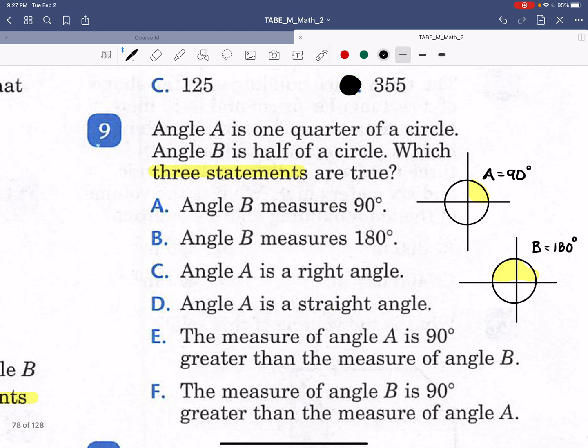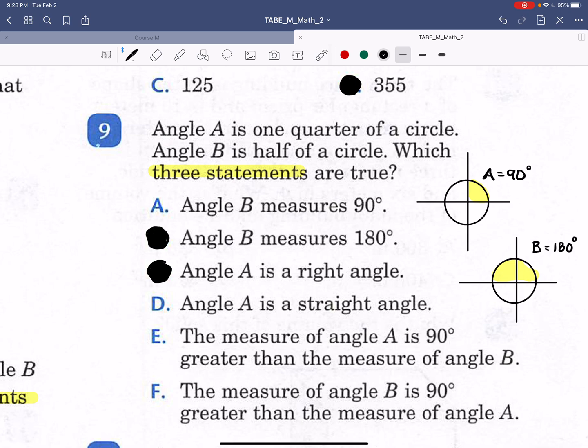Angle B measures 90 degrees. That's not true. Angle B measures 180. That's true. Angle A is a right angle. That's true. It's 90 degrees. Angle A is a straight angle. That is not true.